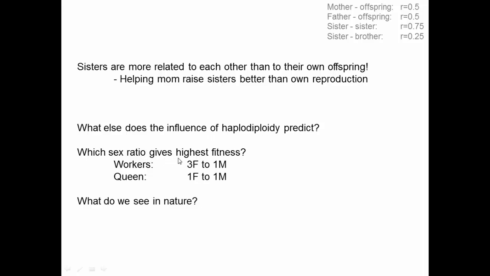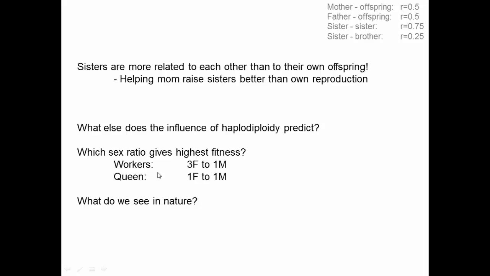Which ratio would give the highest fitness to individuals? For workers, the sex ratio that would result in the highest fitness for the workers would be 3 females for every male, right? Because the females are 3 times more related than the males are. So the optimum sex ratio in a hive of mixed females and males would be 3 times as many females as males. On the other hand, for the queen, because she is equally related to the female and male offspring, the optimum sex ratio for the individuals in the hive would be a 1-to-1 ratio.